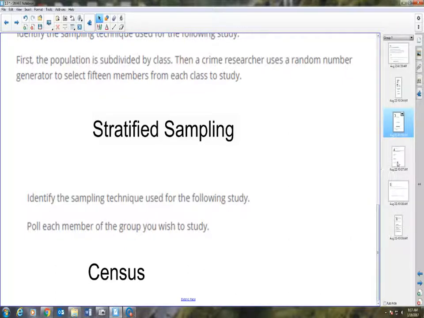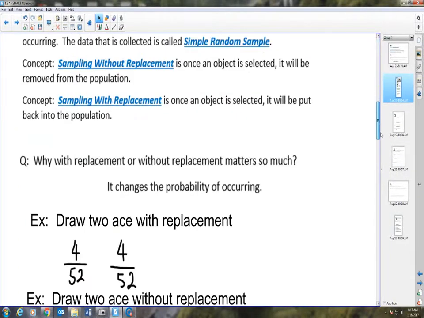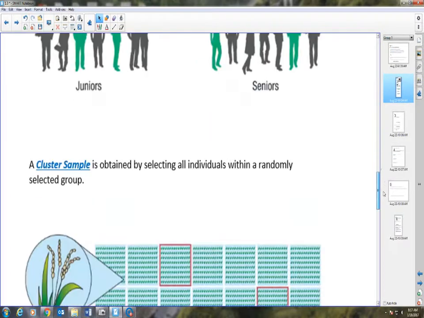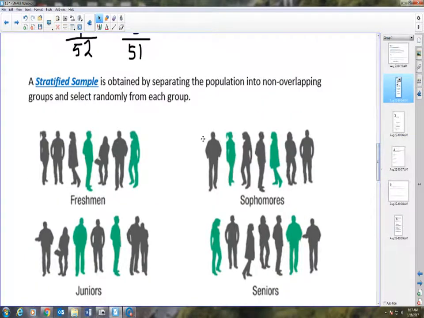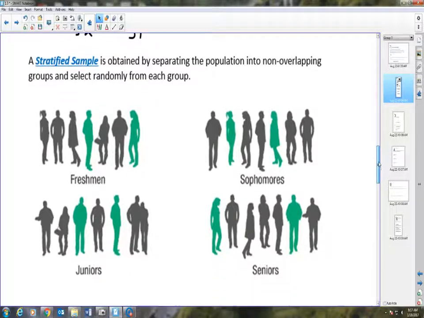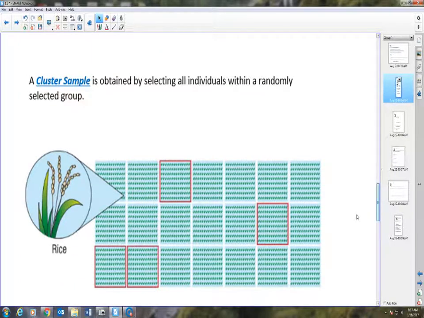Alrighty. So I hope the different types of sampling techniques kind of make sense. It's really playing on words, so I wish you would read these carefully and look at the pictures. The biggest issue that students run into is the difference between stratified versus clustered.